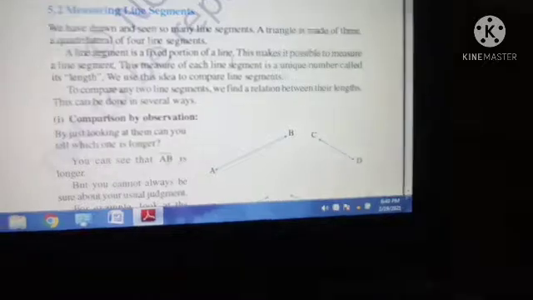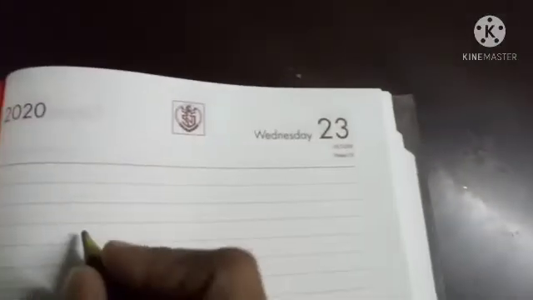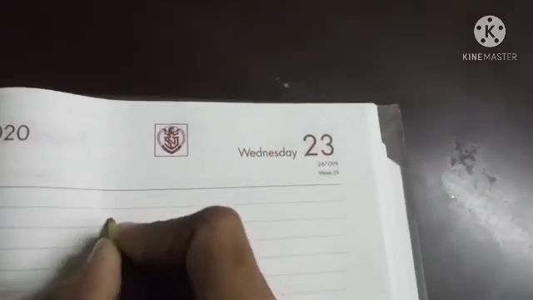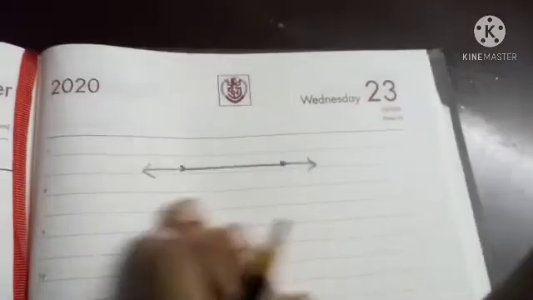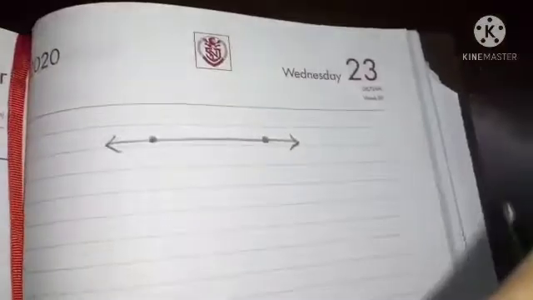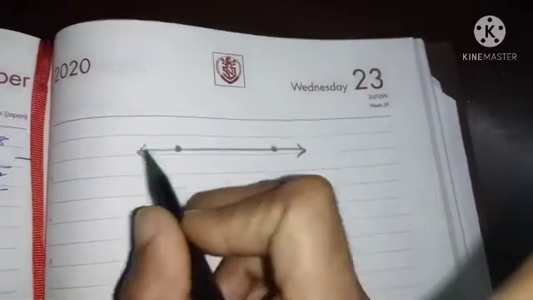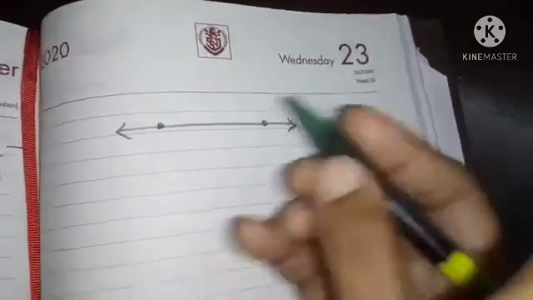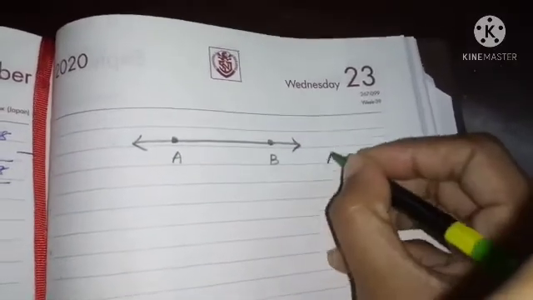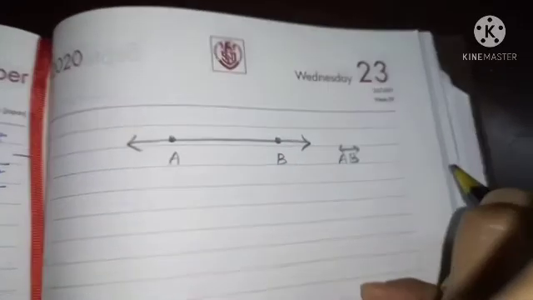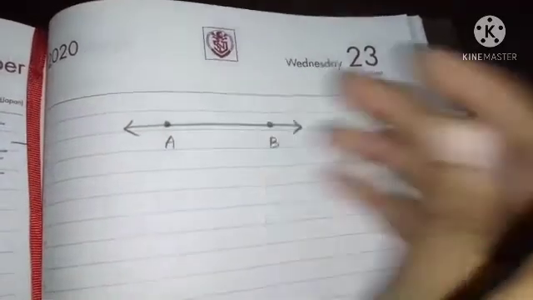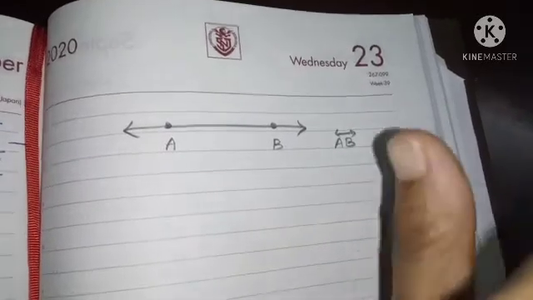I told you line means what? See, we have a line. First, line means it travels in both the directions. It has no end points, because I told you it travels in both the directions and doesn't have any end points. So AB is a line, and it doesn't have a fixed length. We cannot say this line is 5 centimeter or 2 centimeter. We cannot say a fixed length for the line.